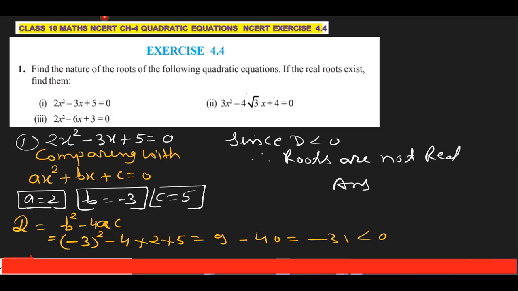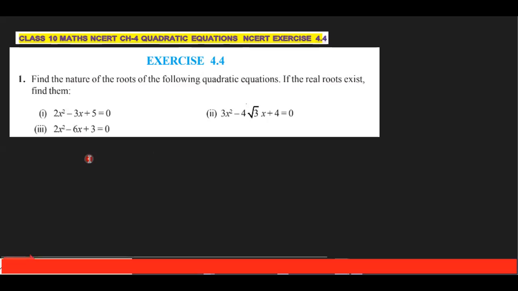No real roots exist. Question में ये कहा है कि what is the nature of roots? Means roots are not real. And the second part is if the real root exists, then find them. तो रियल रूट तो एग्जिस्ट करते ही नहीं है, तो इसको हम फाइंड भी नहीं कर सकते, फाइंड आउट नहीं कर सकते. एंड दैट इज द आंसर ऑफ द फर्स्ट पार्ट. नाउ सेकंड पार्ट.